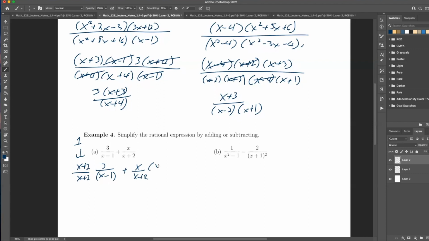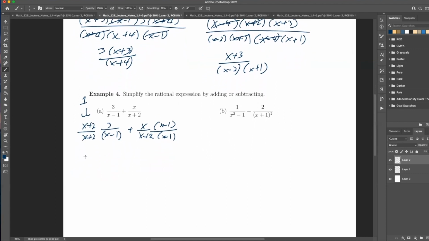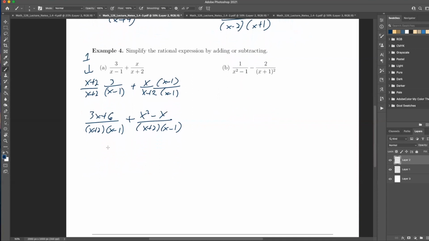And here I'll have to multiply by x minus 1 over x minus 1. So here's another 1. When I do that, let me just do this real quick. So I'll have 3x plus 6 over x plus 2, x minus 1, plus x squared minus x over x plus 2, x minus 1. And then I can perform this operation. And so here I'll have 3x plus 6 plus x squared minus x all over x plus 2, x minus 1. And then I can simplify up top.